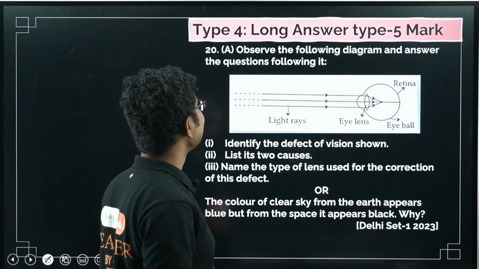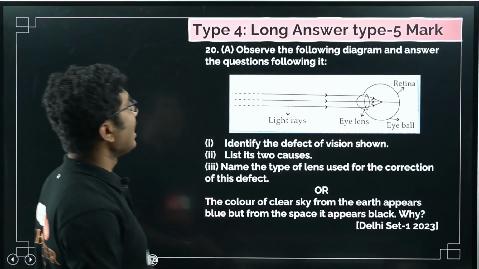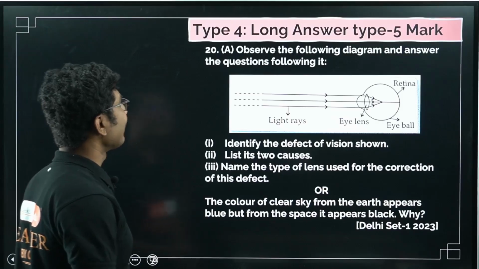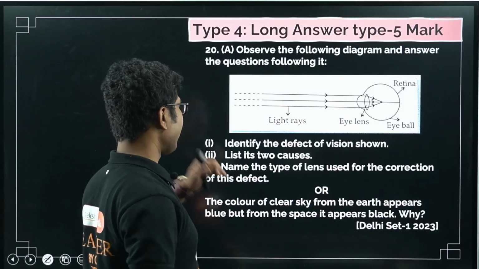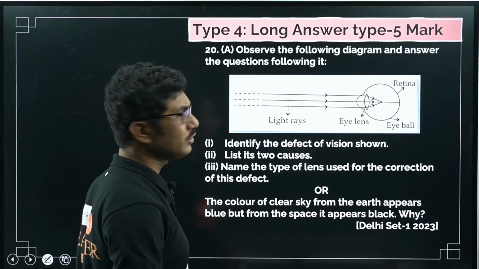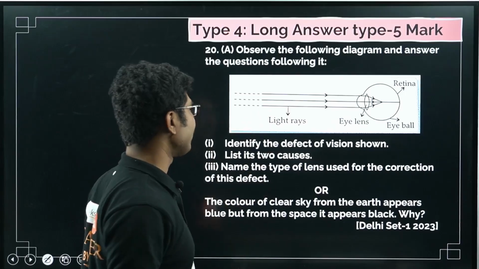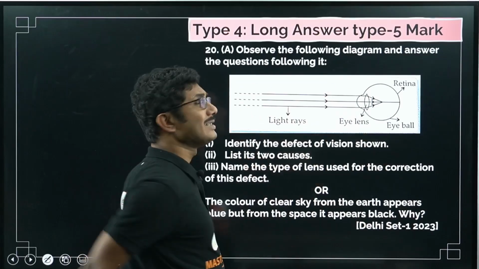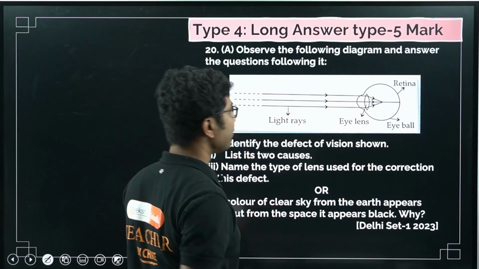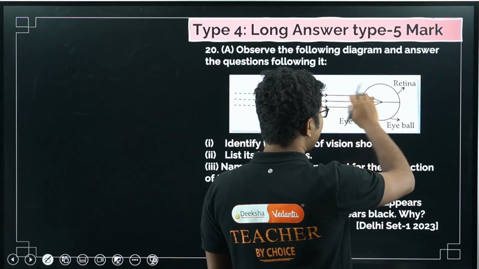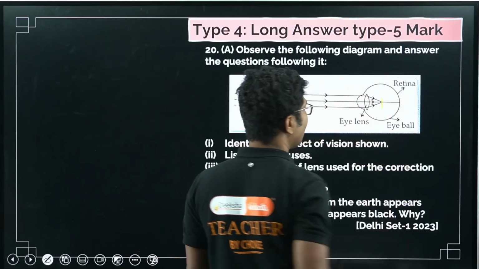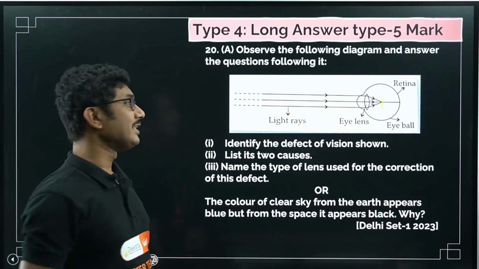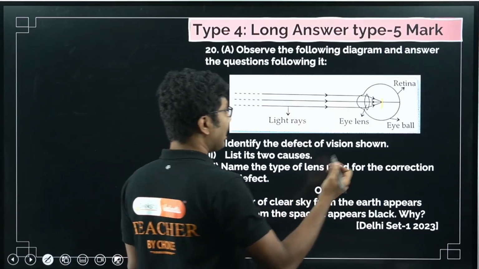Next, observe the following diagram and answer the question that follows. Identify the defect of vision shown. So what is the defect of vision? As you can see, distant rays coming from a far-off object, after reaching the eye lens, are getting focused even before they reach the retina. So this is myopia.